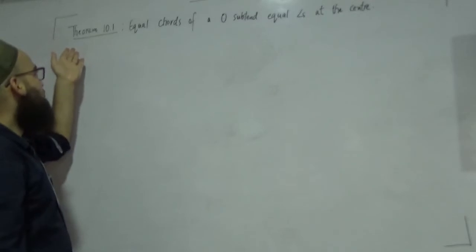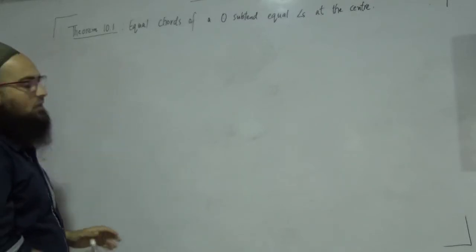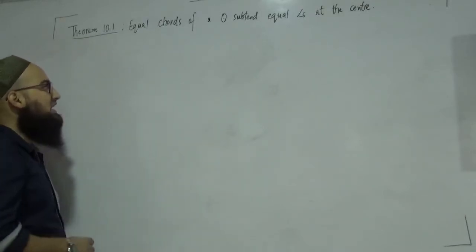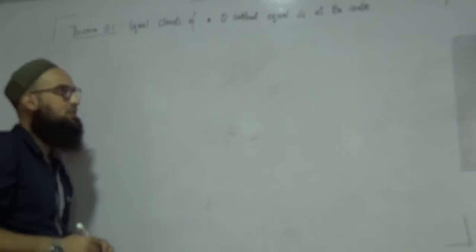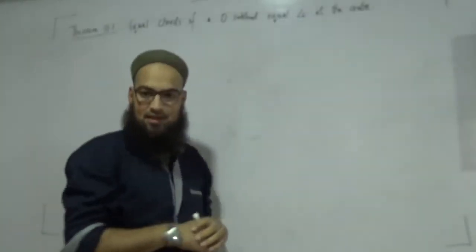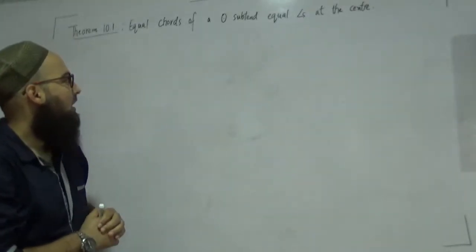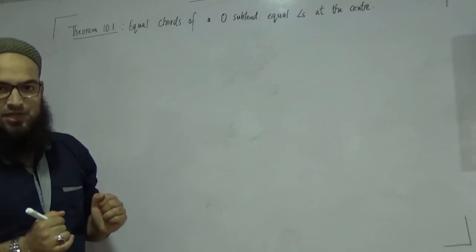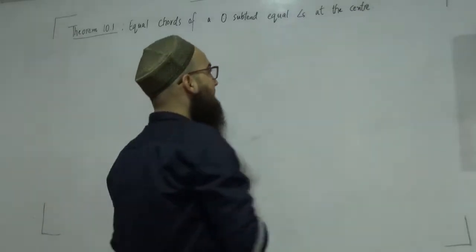Today we'll do Theorem 10.1 of the circles, which says equal chords of a circle subtend equal angles at the center. Equal chords of a circle subtend equal angles at the center.